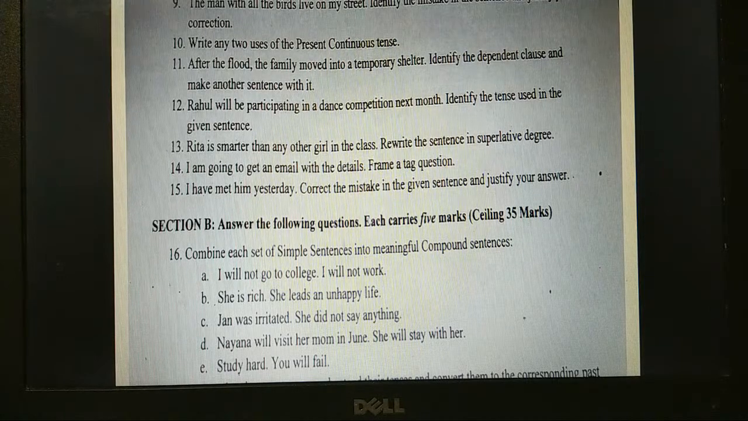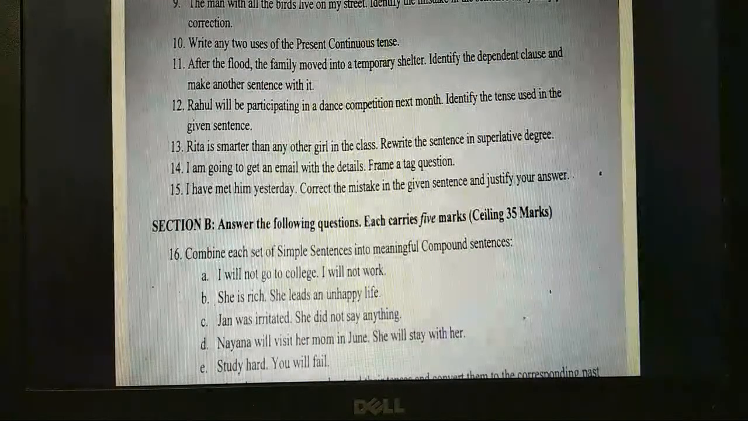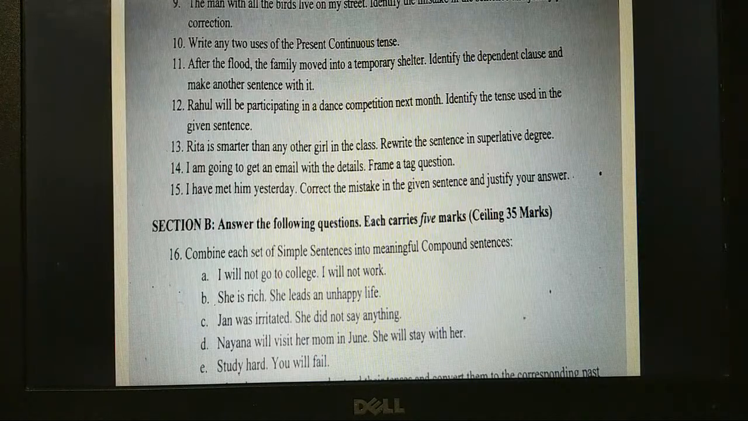Number one, I met him yesterday. I met him yesterday is simple past. In simple past, you can have a time adverbial like yesterday. That is our justification. Otherwise, it should be I have met him just now.